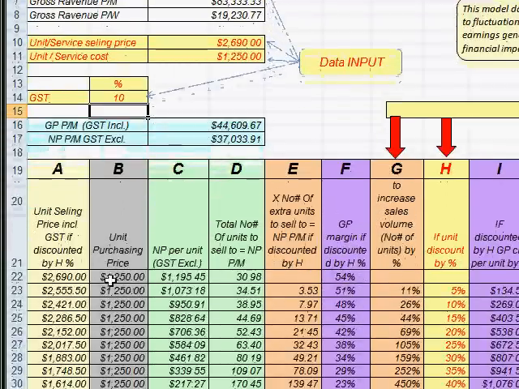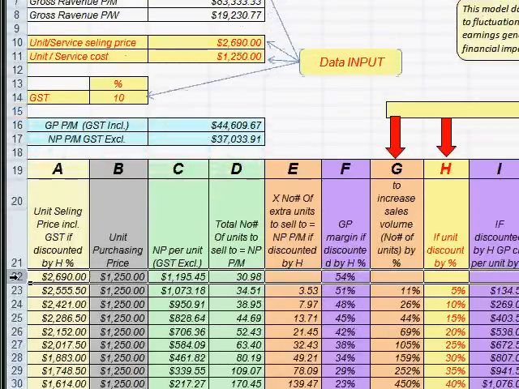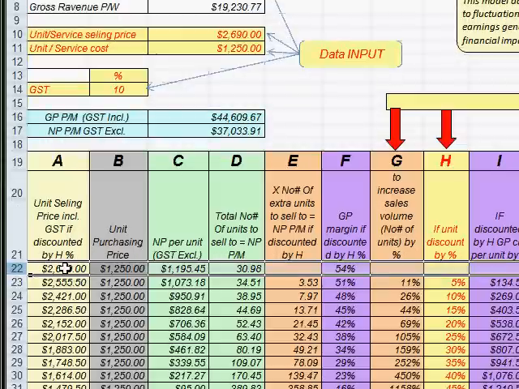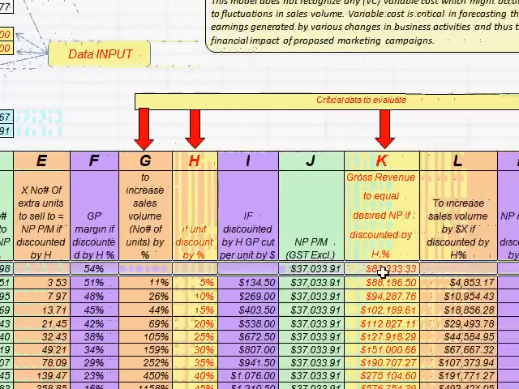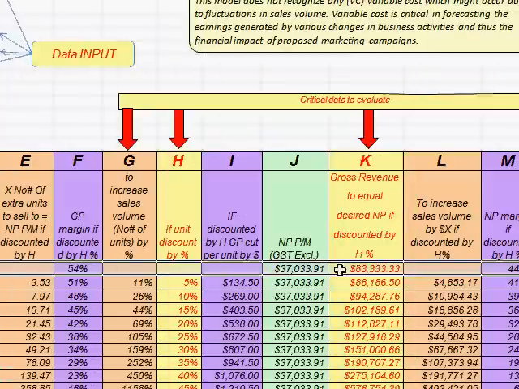And now we're going to analyze this chart a little bit. If we are selling the product at a regular price, as you can see here, we need to sell 31 products in order to get that turnover per month, $83,000, which will give us $37,000 net profit, excluding that tax, excluding the GST.